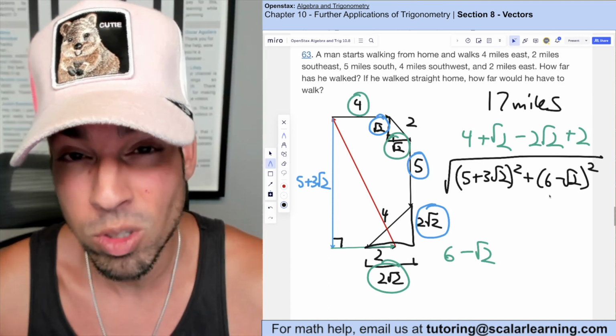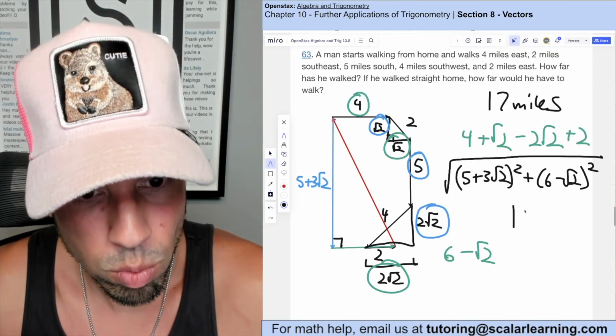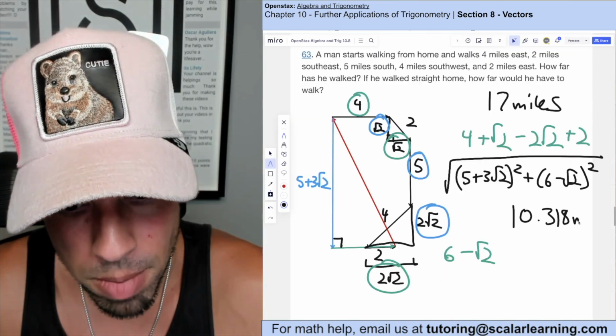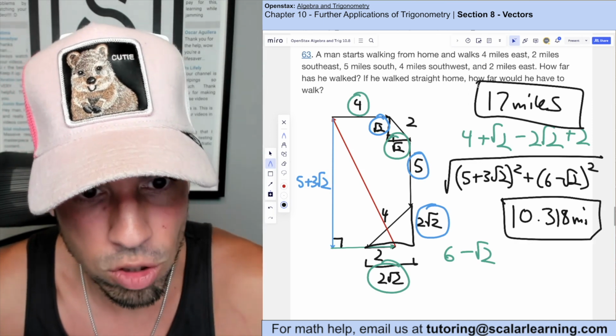Let's plug it into Desmos now. And we get 10.318 rounded to the nearest thousandth. So the answer would be 10.318 miles if we walk back straight. So that's the answer there. Here's the original answer. Boom, done.